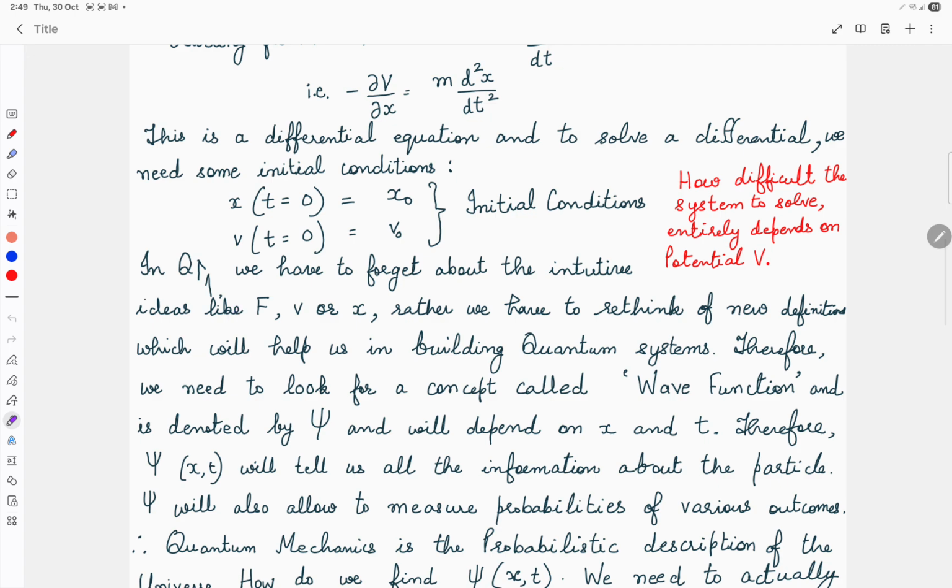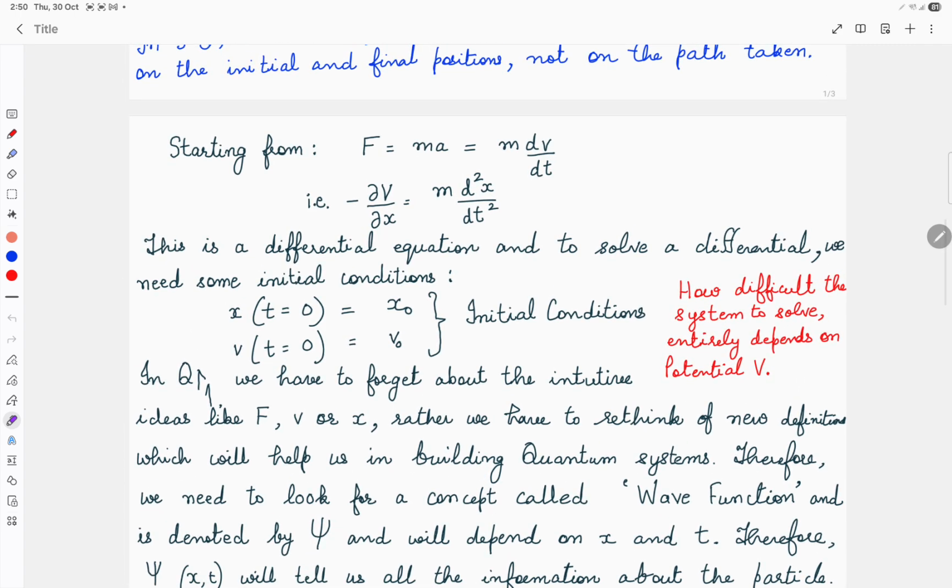Now, in quantum mechanics, we have to forget about the intuitive ideas like force, velocity, or x. Rather, we have to rethink. Now, this is another important concept that we have to understand once we are dealing with quantum mechanics. In classical mechanics, we are dealing with forces, the velocity vector, the position, the displacements. But x I am mentioning here because we ultimately want to know the position of the electron.